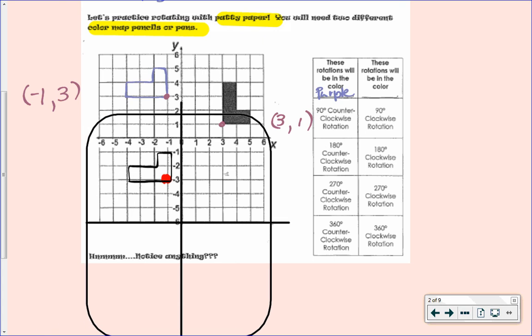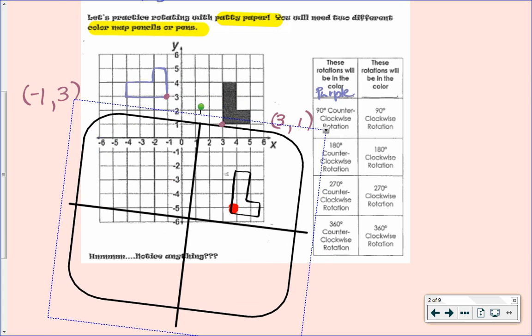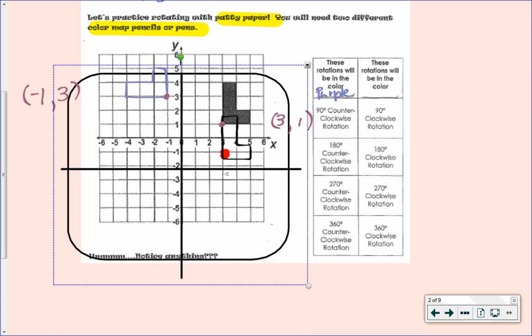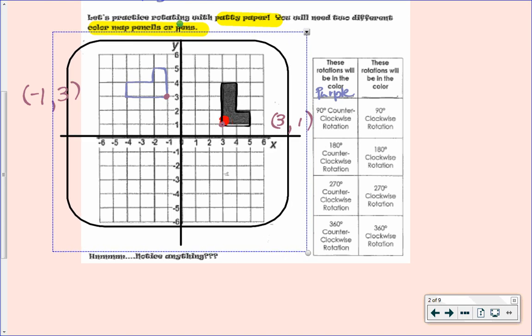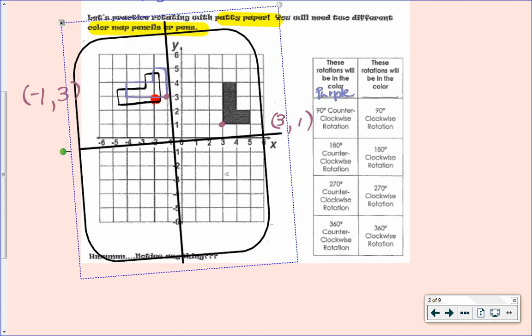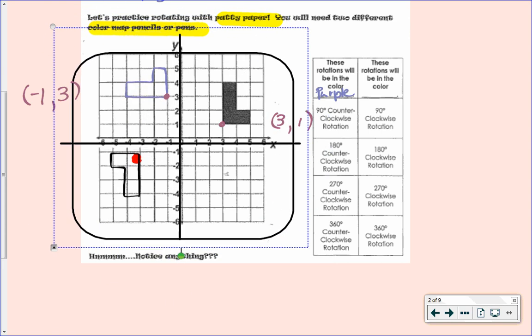Okay. Let's go ahead and reset. Let's go back to our original. Place your patty paper over your coordinate plane, and now we have a 180 degree counterclockwise rotation. So 180 degrees, and it's counterclockwise, so we're going to go backwards like a clock. That's 90, and this quadrant will be 180 degrees. So put your writing utensil on the origin and go ahead and rotate your figure 180.